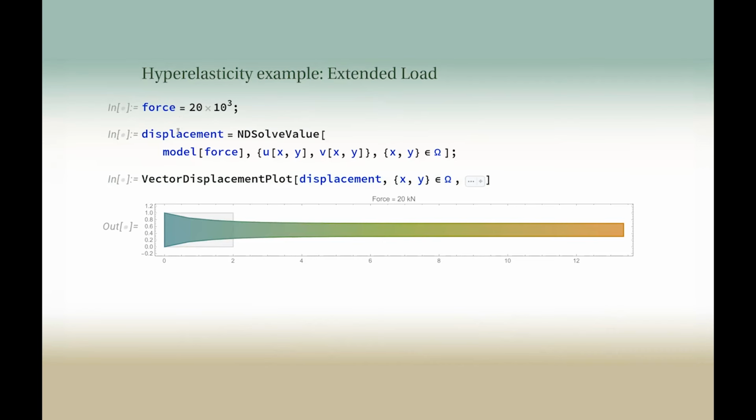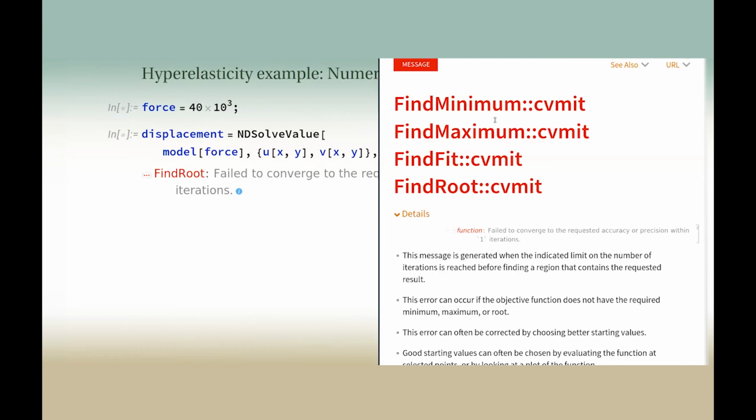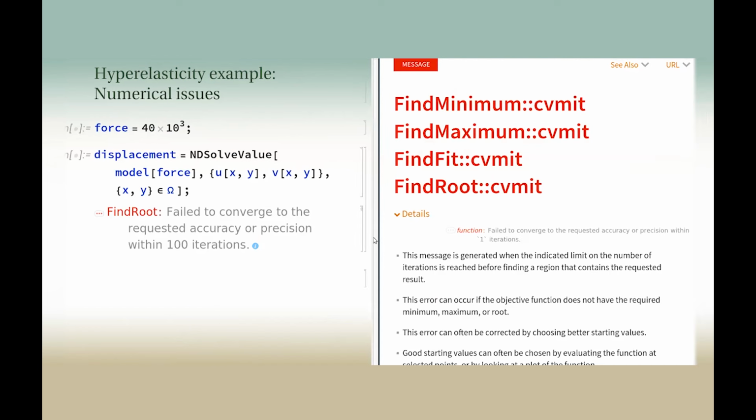Do the same thing again, the same plot again, and we get a larger displacement. Now I go ahead and say I want 40 kilonewtons, and now I get a message that "FindRoot failed to converge." Typically, if you get such a message, you should click on this information icon. That will bring you to a message reference page, and in that page you should find an example that addresses this type of problem.